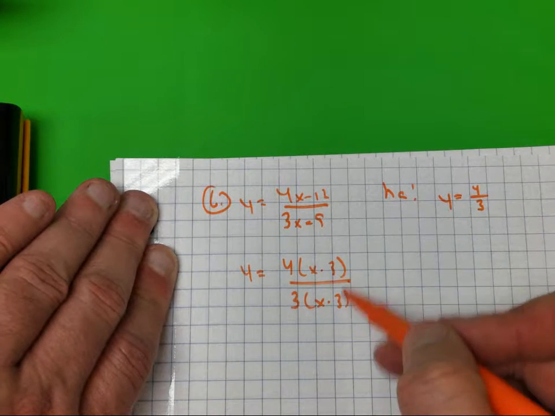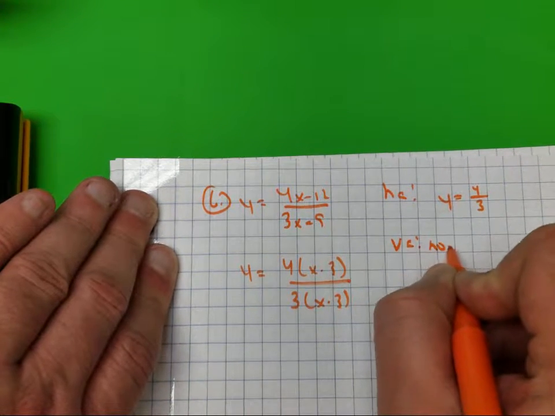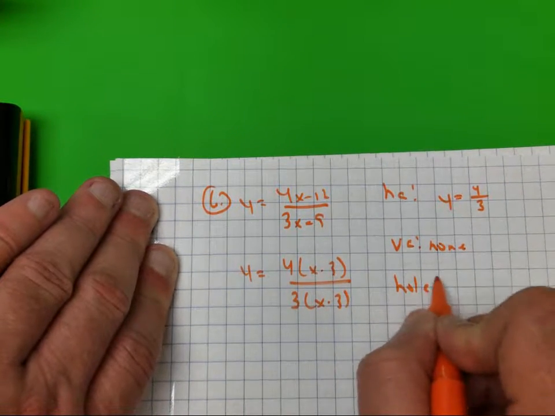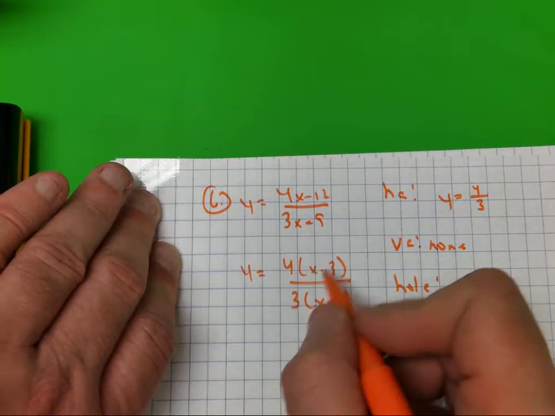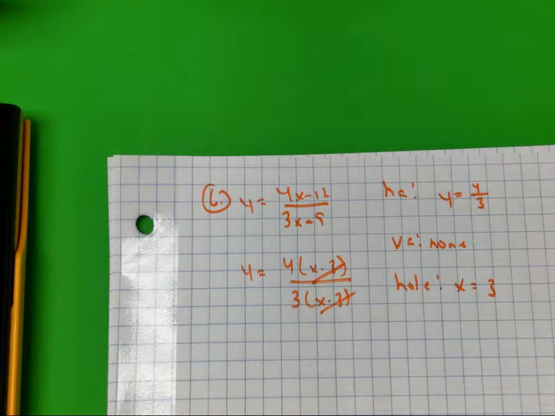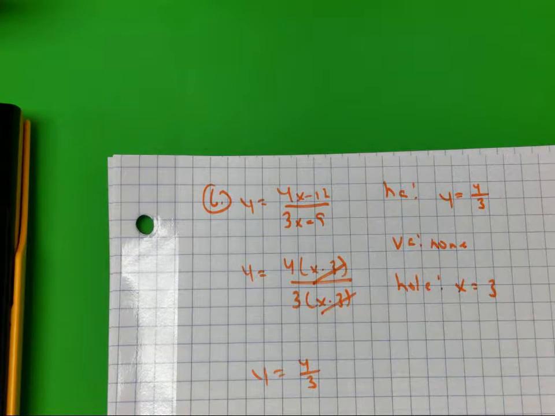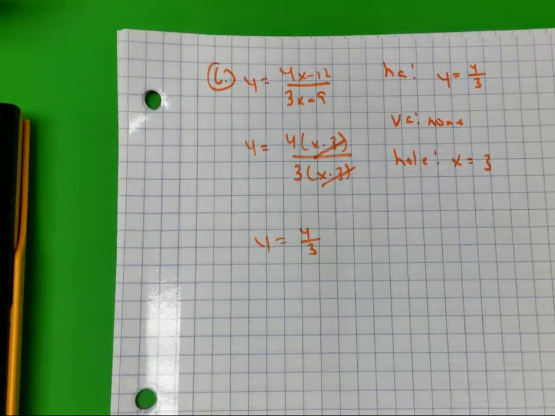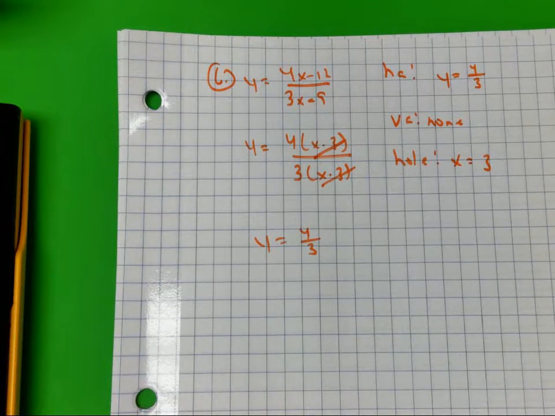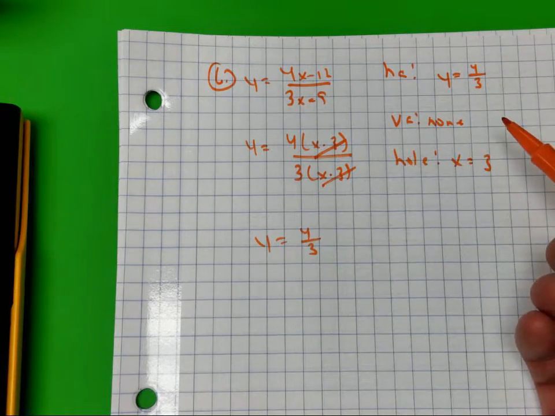Well, what type of discontinuity is this going to be? It's not a vertical asymptote, so I put none. It is a hole at x equals 3, because I can remove that right there. When I remove that, guys, I get y equals 4/3. That's what I'm graphing. She said, Mr. Chester, that's the same as that right there. Remember, you can touch a horizontal asymptote.